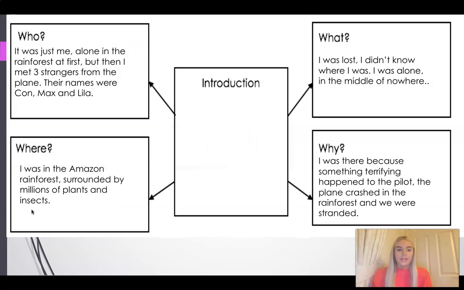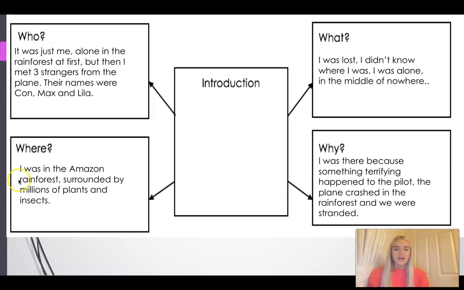Now, today you're going to be planning your diary entry, and this is what half of your sheet is going to look like, apart from the fact that you will not have my writing in yours. Based on what we've spoken about in today's lesson, I filled out my 4 W's, and this is going to be what my introduction is going to be like.